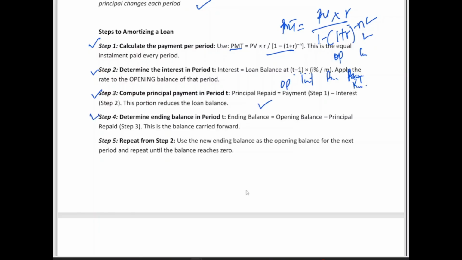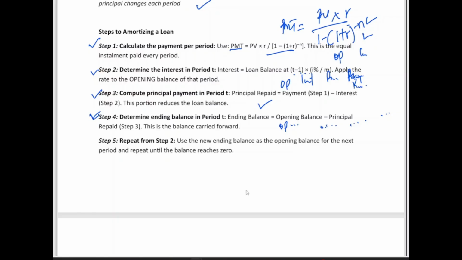So the next step is to determine the ending balance in period T. In each period, you have to determine the ending balance. You take your opening balance minus your principal repaid to get your ending balance. Another way to calculate it is to take your opening balance plus the interest minus the payment, because you take your opening balance, get the accrued interest on it, and subtract the payment that you have made, and you now get your ending balance.